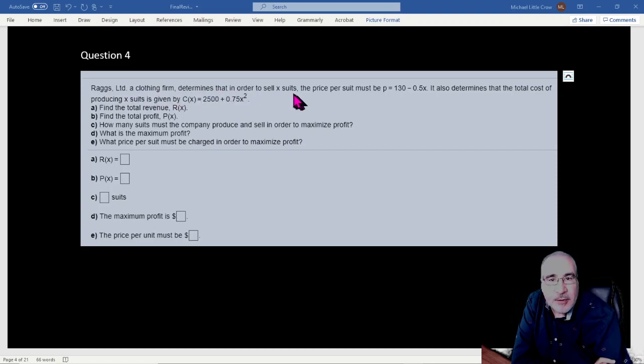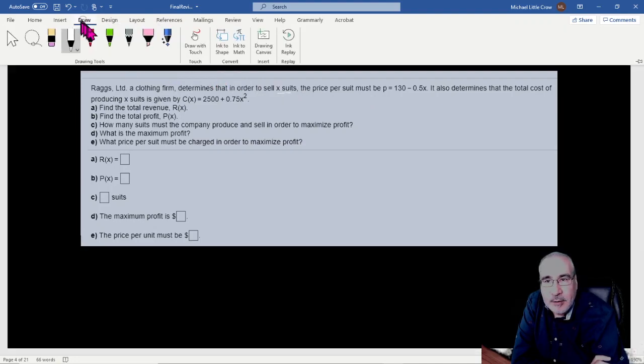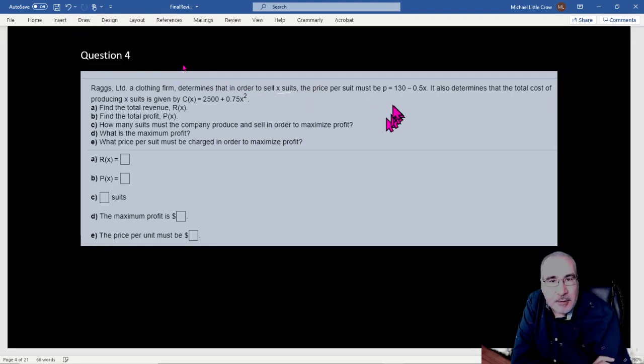Clothing terms, in order to sell X units, the price per suit must be this function, 130 minus 0.5x. It determines the total cost for producing this, so this is a cost function. Now what we have to remember is the revenue function is the price times the number that we sell, P times X. Well, what is P? P is this statement.